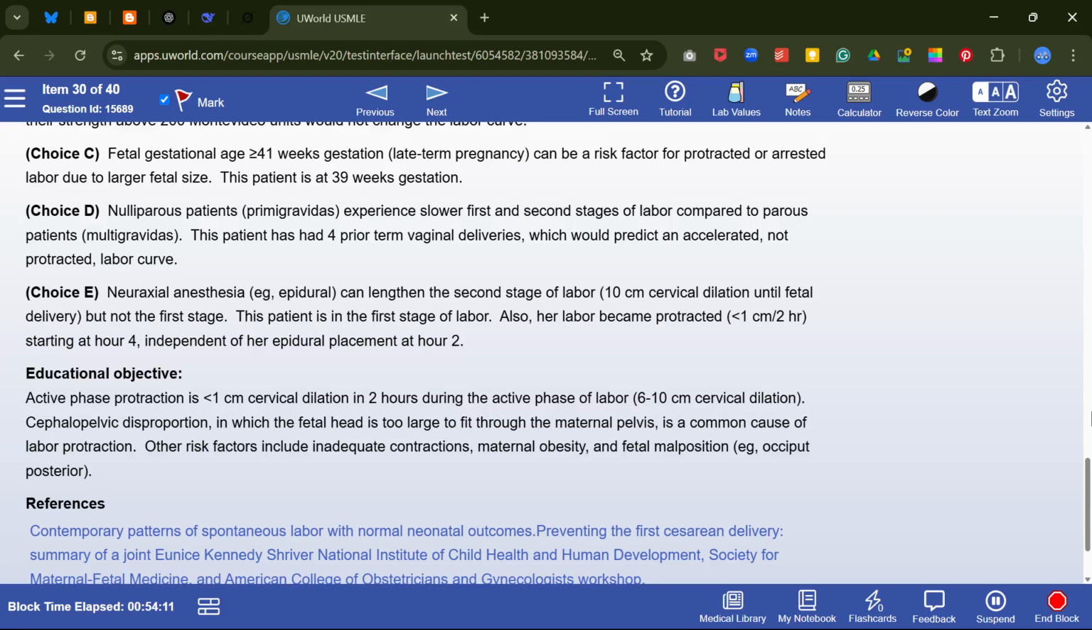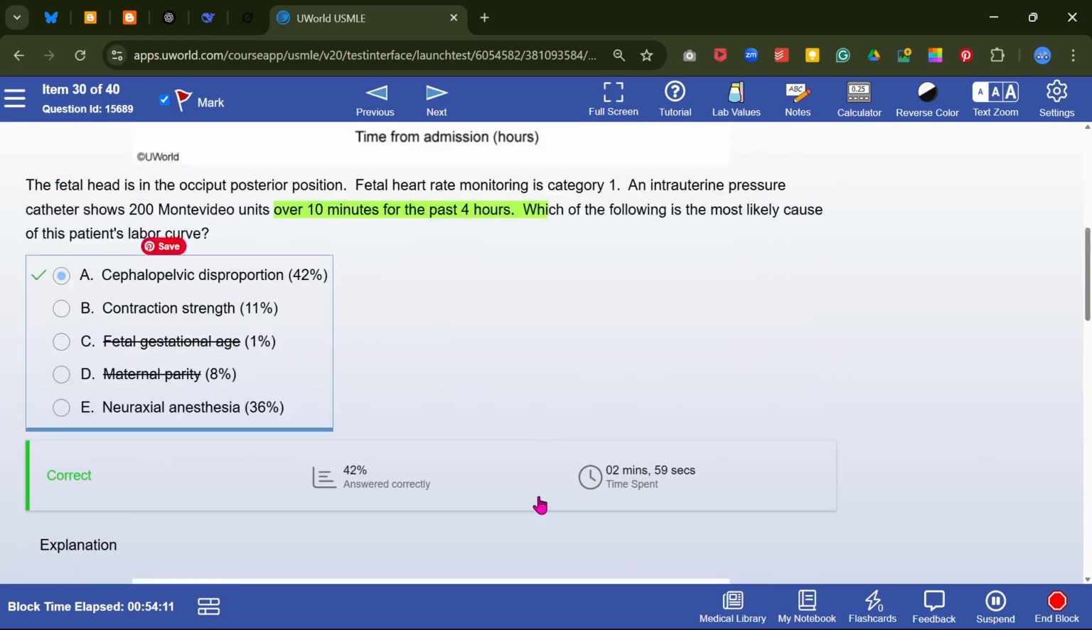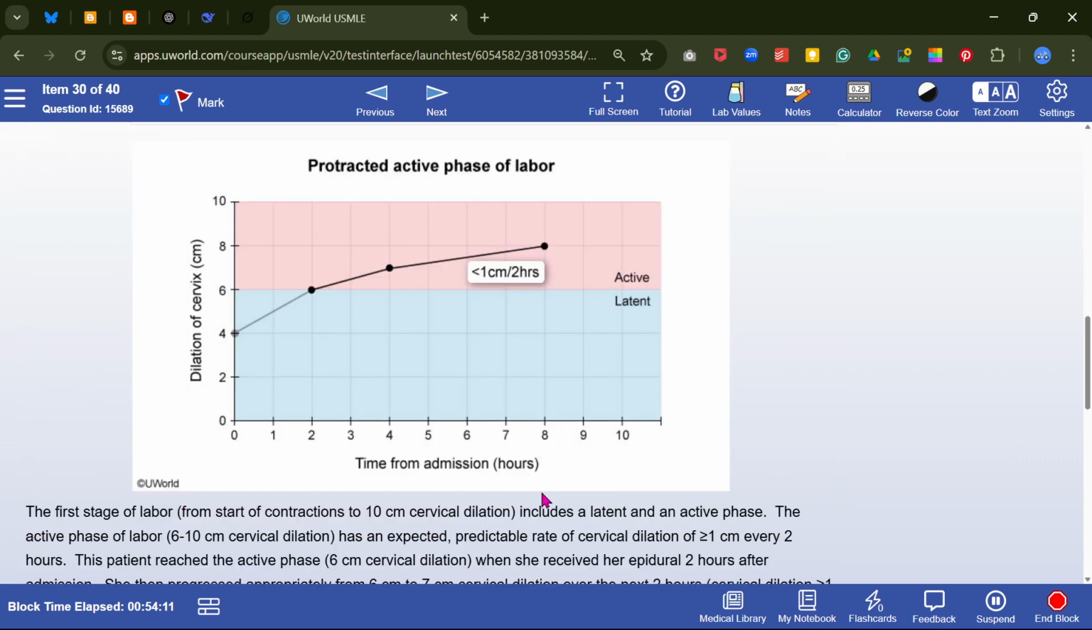If you understand the curve, then it is easy. Look, from 6 to 7 centimeters, from 2 hours to 4 hours, in these 2 hours there is 1 centimeter dilatation. The cervix is dilated 1 centimeter. In these 2 hours, she has got the anesthesia. So it is normal. Anesthesia is not halting the dilatation.